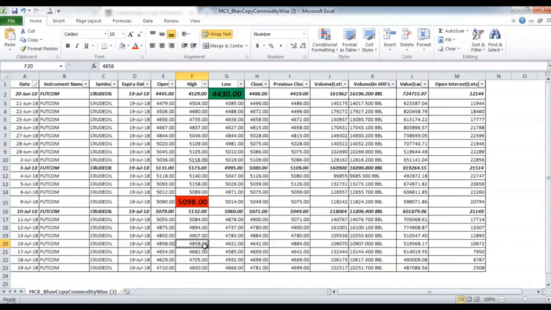Did the selling reduce? Yes, it did. Did it go below the low? The answer is yes. Did it close above the low? The answer is no. So we cannot treat this as a support, right? So this is a break in support.